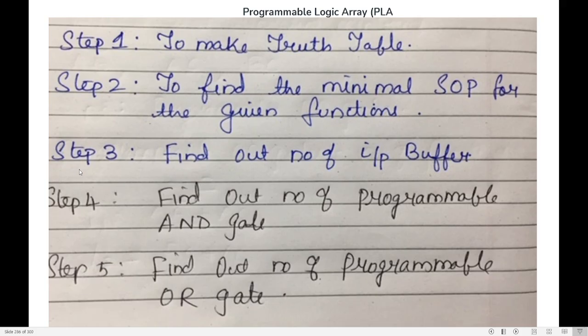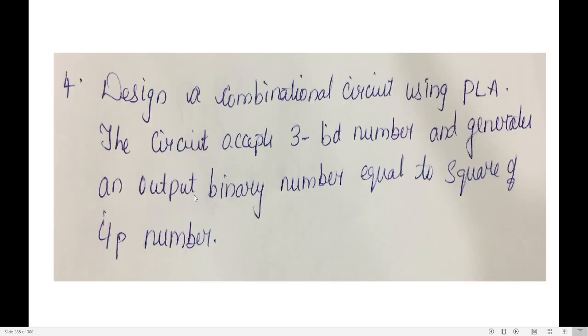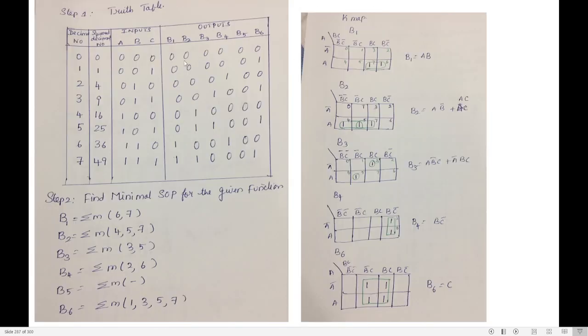Now what is the output? It says an output binary number equal to the square of the input number. So I need to have an output which is equal to the square of the input. So what is 0 square? 0. 1 square? 1. 2 square is 4. 3 square is 9. 4 square is 16. 7 square is 49. Just write the square.